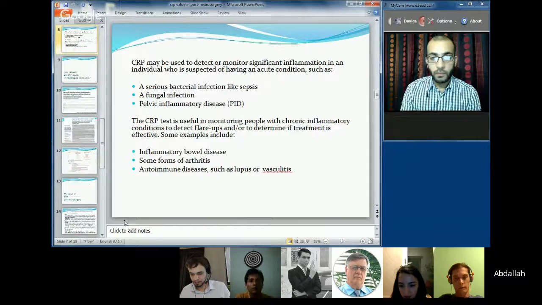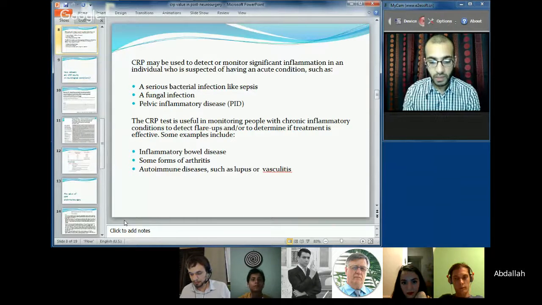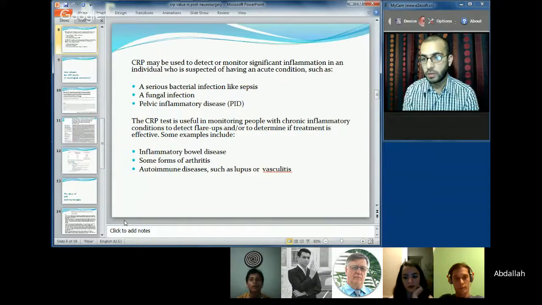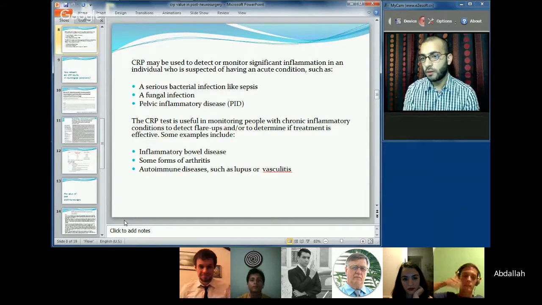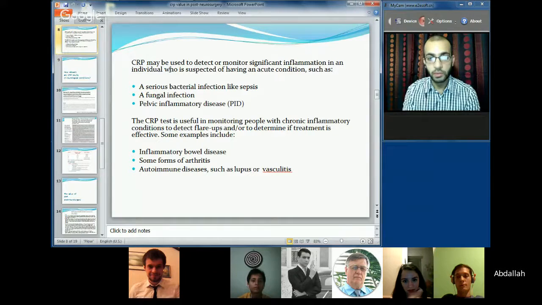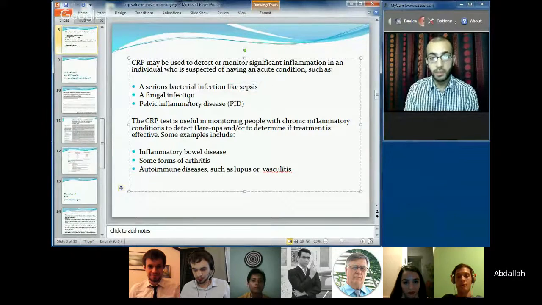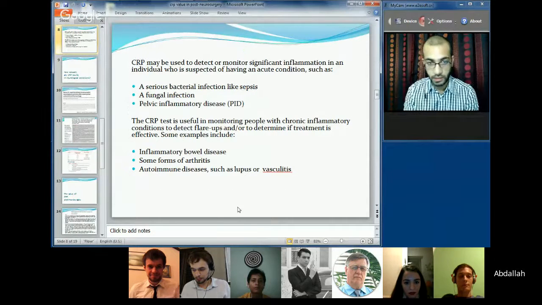So accordingly, we can see that CRP is very useful in giving us statistics and information about the risk of a lot of diseases, based on the fact that it is very relevant in cases of inflammation. So what it says here, CRP may be used to detect or monitor significant inflammation in an individual who is suspected to have an acute condition such as a serious bacterial infection like sepsis, a fungal infection, pelvic inflammatory disease, etc.